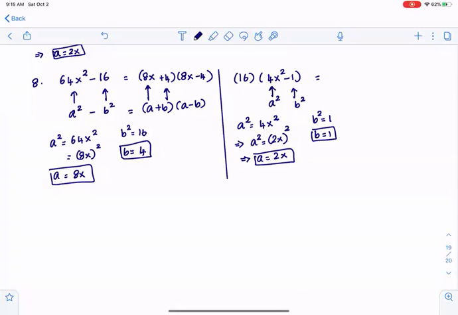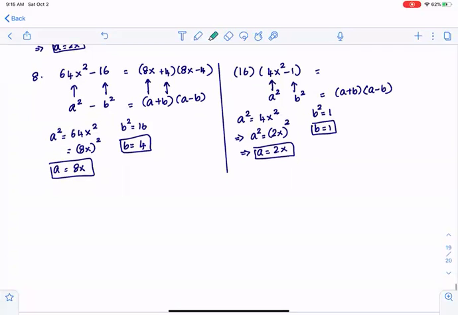So let's not forget about the 16 and realize, okay, we have a plus b times a minus b, which would equal a squared minus b squared. Since I pulled out that 16, I'm going to put that right here. 2x plus 1 times 2x minus 1. So the other way to write it would be 16 times 2x plus 1 times 2x minus 1.